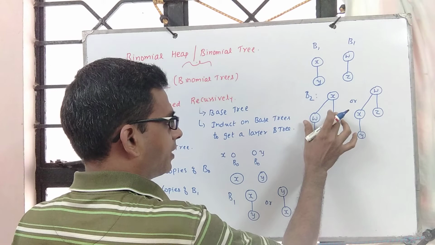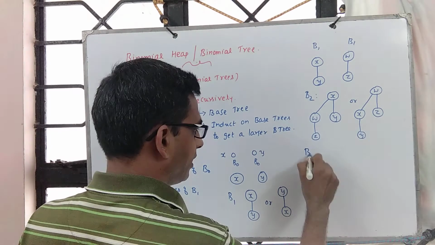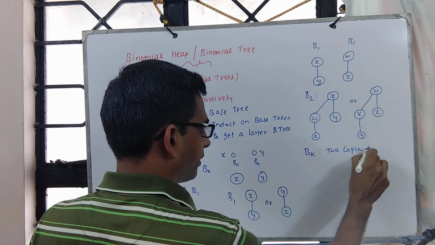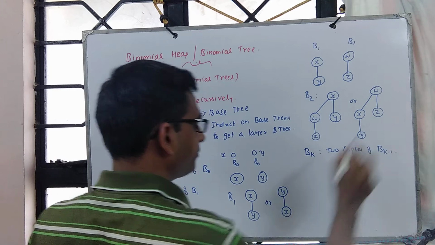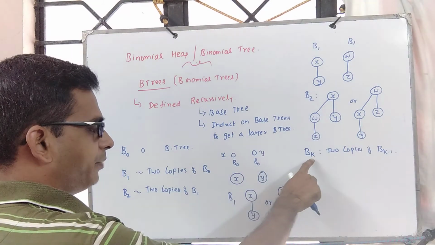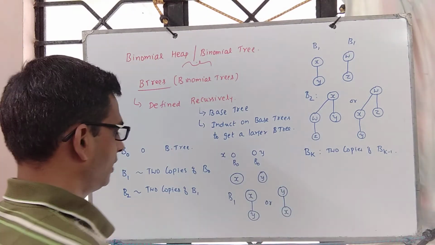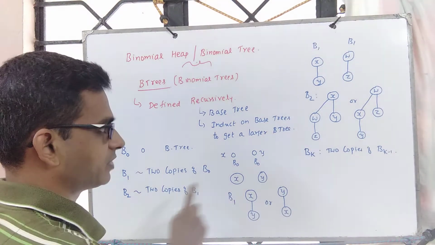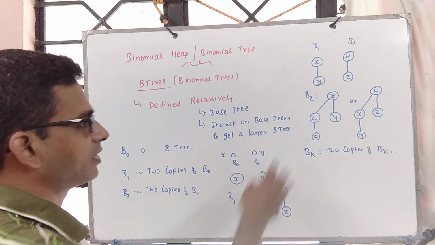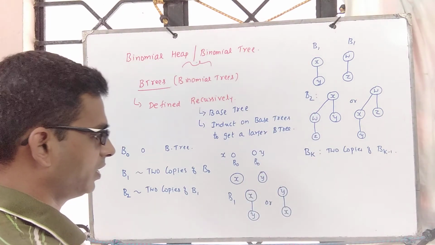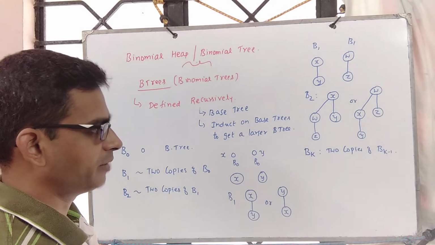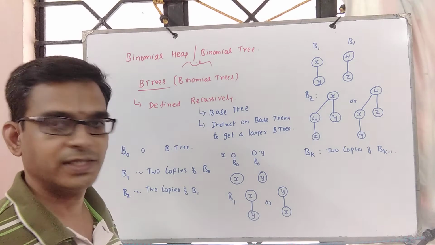So with the help of B2 one can construct B3. In general, Bk is constructed using two copies of Bk minus 1. What is the base case? The base case is B0, and B1 can be constructed using two copies of B0. B2 can be constructed using two copies of B1, and so on. That's all. And this is a tree: the way we construct it is a connected and acyclic graph, which means it's a tree. Its connection to the binomial series is something we shall see now.